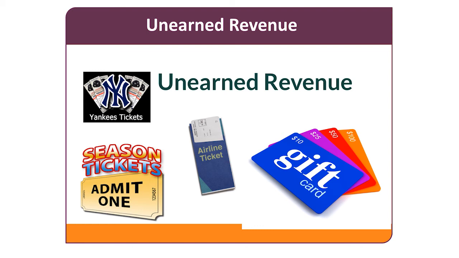Another example is gift cards. When a gift card is purchased, it is unearned revenue. It becomes earned revenue when it is used. Unearned revenue is a liability. You owe the work or service. It shows up on the balance sheet as a liability. Normally, it is a current liability.